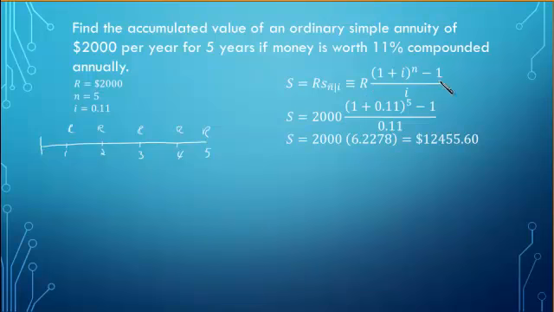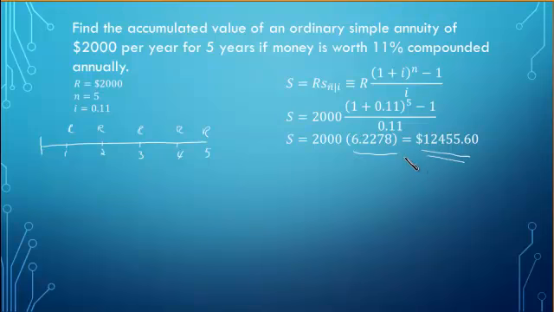So I have it set up over here. We just need to find the values of I and N. So I is 0.11, and N is 5 terms. Remember, you need to understand what this number means. 6.2278 means that if we were to invest $1 every year for 5 years, then at the end of those 5 years, we would have $6.22. Of course, since we're investing $2,000, we need to multiply that value by 2,000, which gives us then $12,455. So I think that was easy.